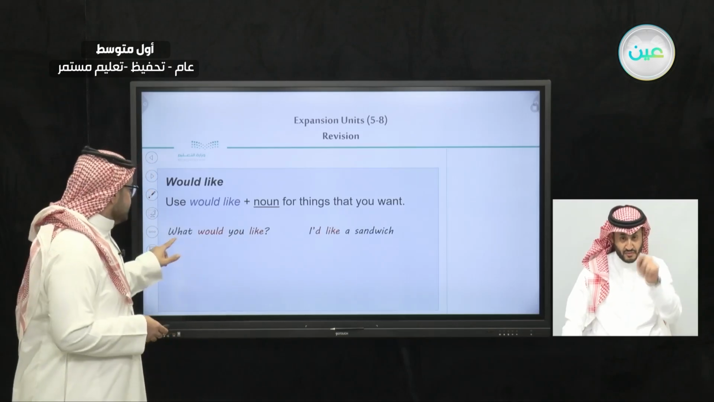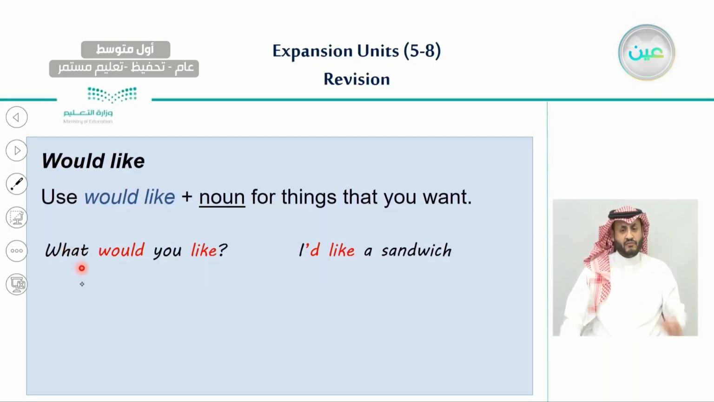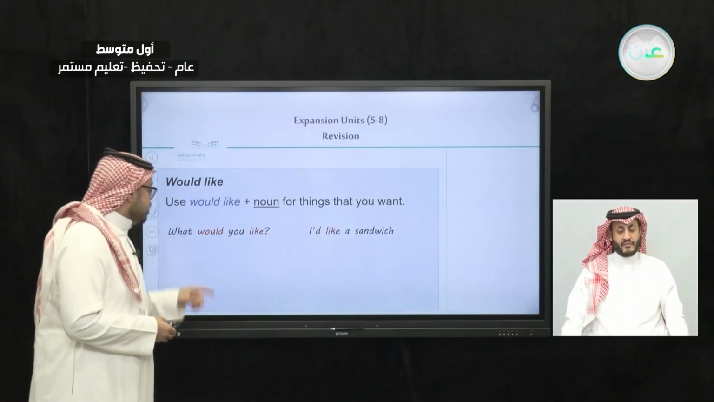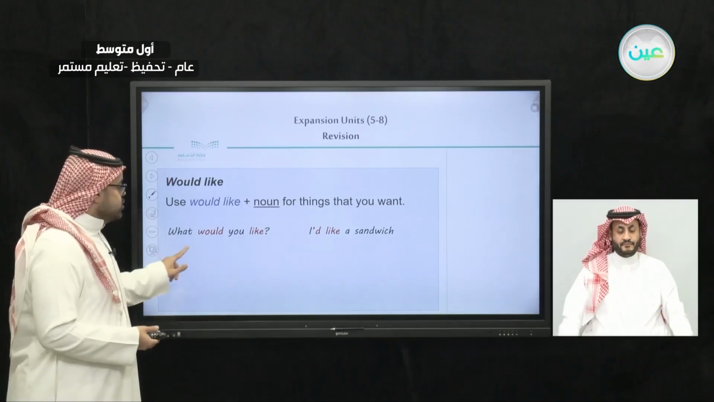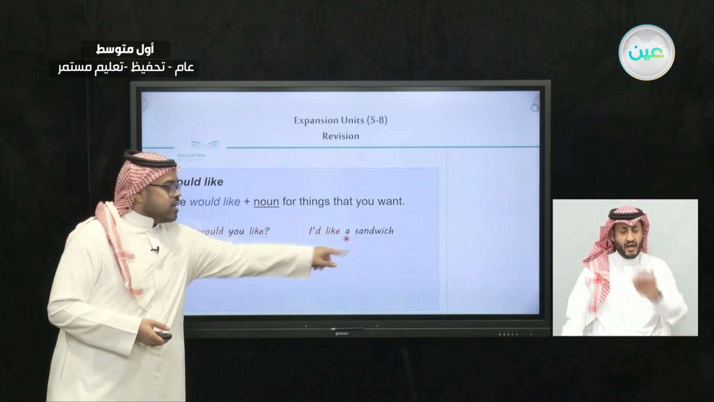The first one is an information question that usually starts with what, when, where, and the double H questions. For example, the first one, what would you like? It means what would you want? What do you want? What are the things that you want? But this is in a more polite way. What would you like? I'd like a sandwich.